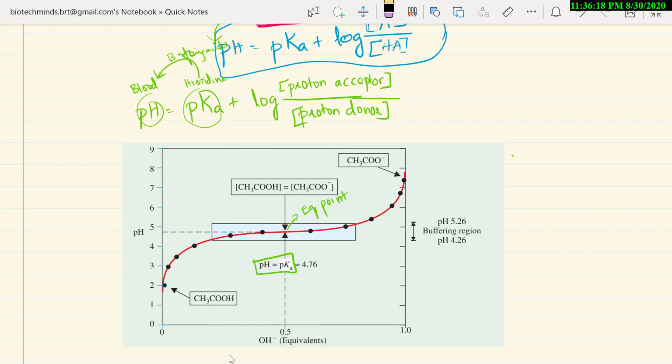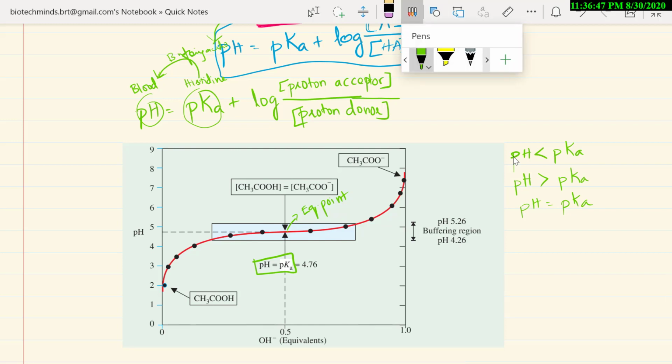The first one is if pH is less than pKa. The second condition, pH greater than pKa, and the third condition, pH equal to pKa. So what will happen in these three conditions? In the first condition, pH is less than pKa, which means under this condition it is protonated.